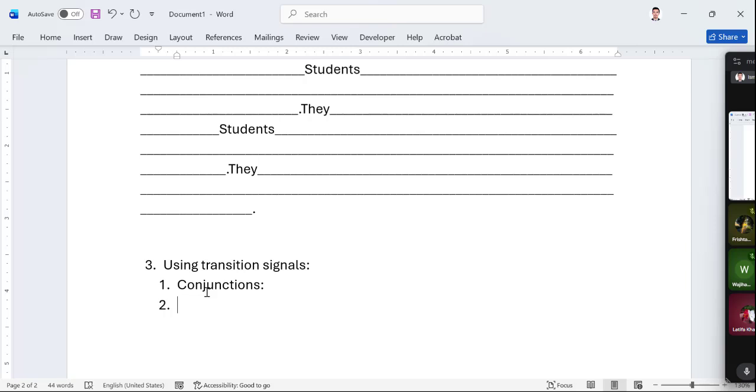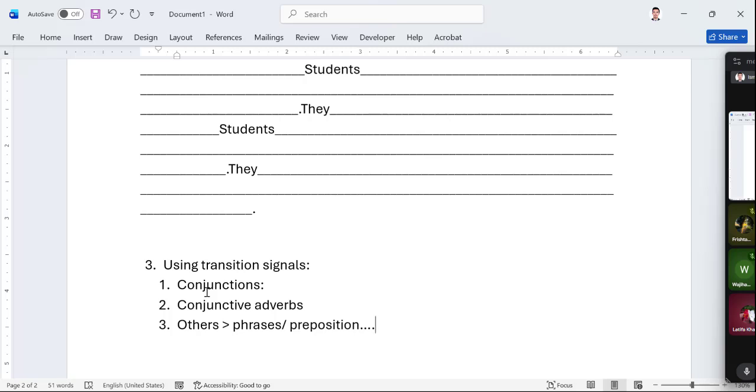The second part of transition signals would be conjunctive adverbs. And we may have others as well. Others, simply, can include phrases that work as transition words. We may have prepositions that might work as transitions. We may have other sentences that even often work as transition signals.